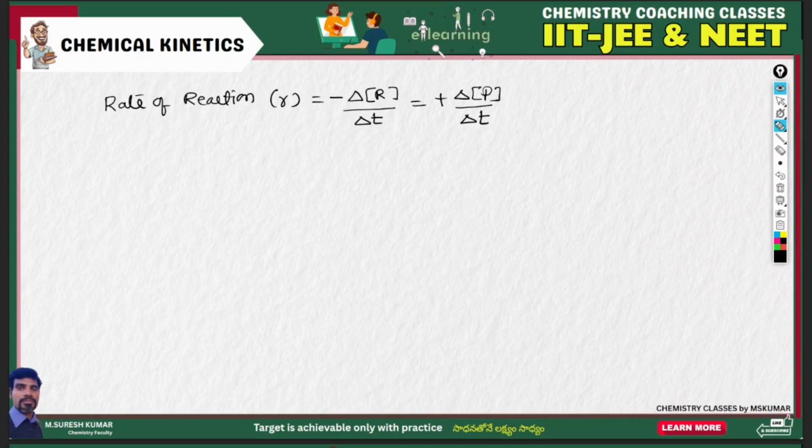Now let us take an equation. Suppose an equation is given. That equation is PCl5 gives rise to PCl3 plus Cl2. It is simply decomposition of phosphorus pentachloride into phosphorus trichloride and chlorine, right?